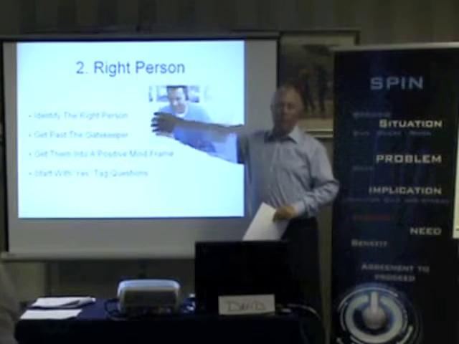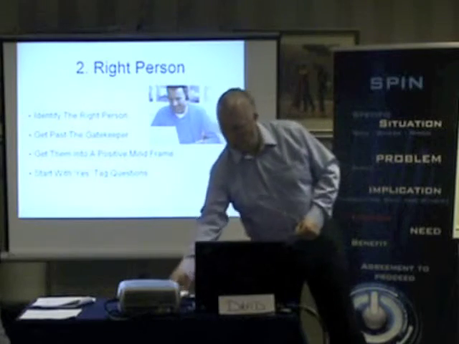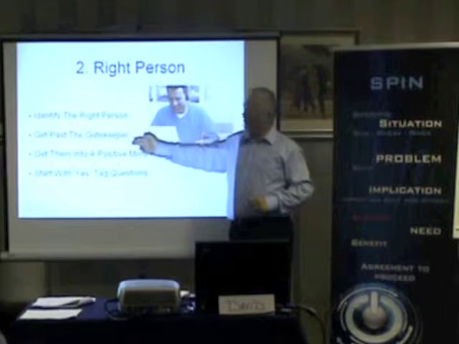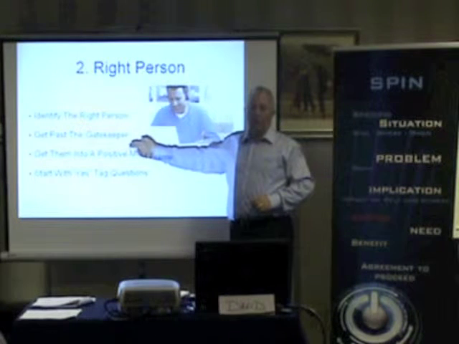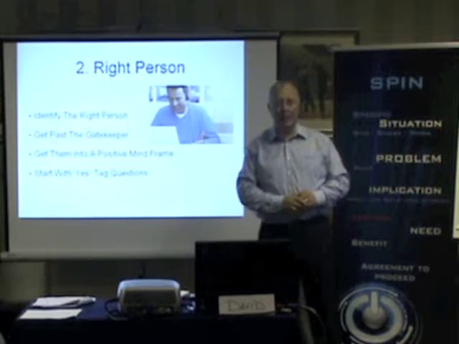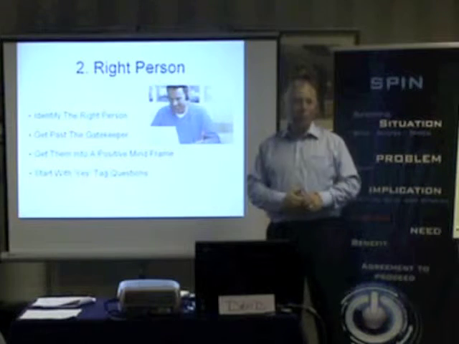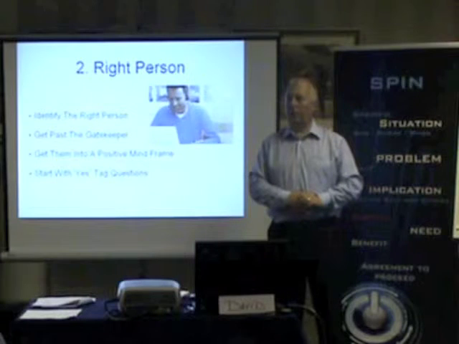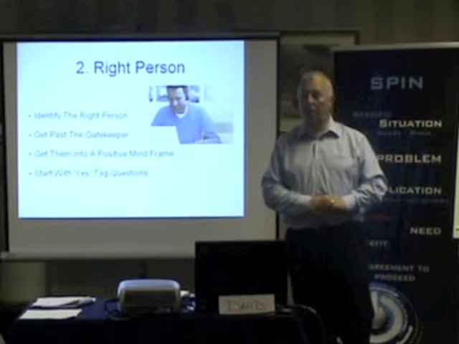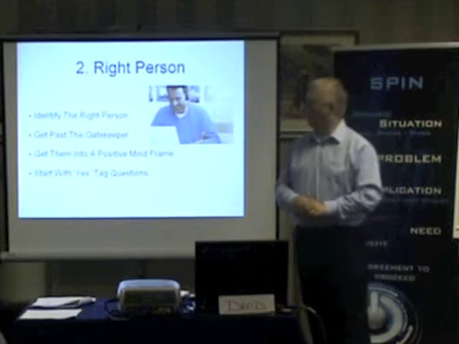Identify who the right person is. After we've identified the right person, we've got to get past the gatekeeper. We want to put the right person into a positive mindset. To do that, we can start with something called yes tag questions. If you can't remember what yes tag questions are from previous courses, we'll talk about those in just a minute, and I'll remind you what they are.